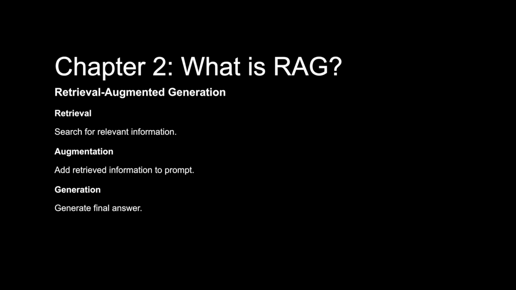RAG stands for, as we already know, Retrieval Augmented Generation. Let's break it down. Retrieval is searching for relevant information. Augmentation is adding retrieved information to the user prompt, the user query that the user has asked, and then generating the final answer. Imagine a student without RAG. For a question, the answer is searched in the student's memory. But with RAG, after receiving the question, the student opens the book, reads relevant pages, and then answers. Exactly the same thing happens in AI.